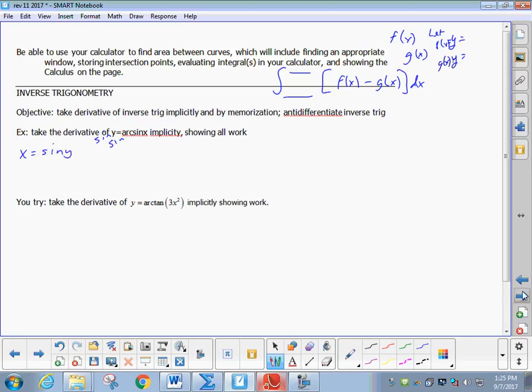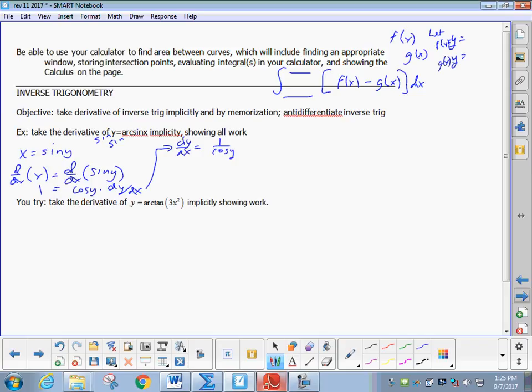Okay? Now, that's great. Let's take the derivative implicitly. What's the derivative with respect to x of both sides? What's the derivative with respect to x of x? 1. What's the derivative with respect to x of sine y? Cosine of y times dy/dx. Now that's what I wanted. I want dy/dx, so I can isolate that. dy/dx is 1 over cosine y.